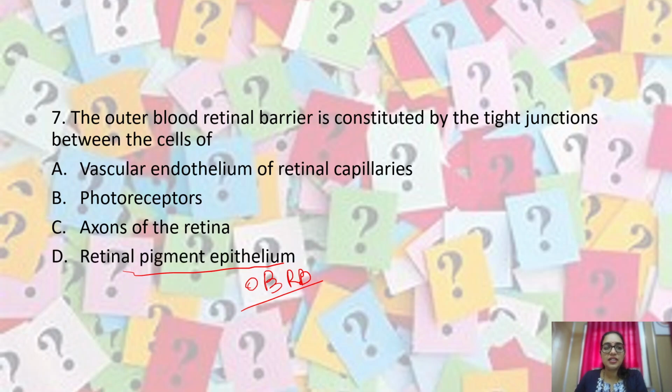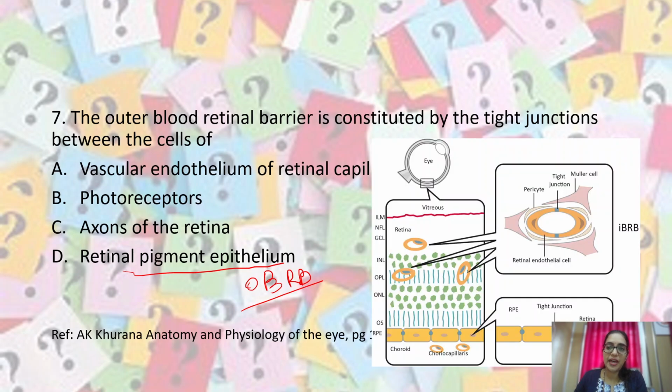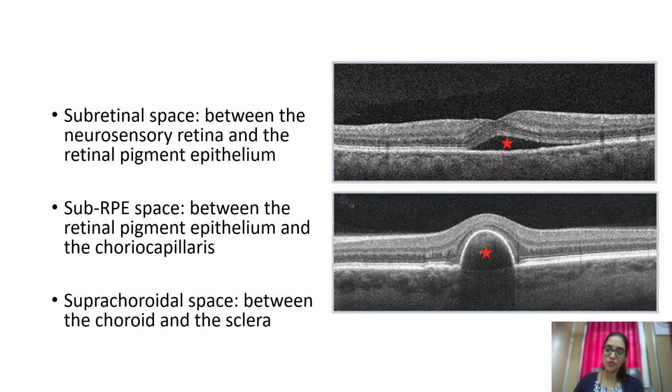So the inner blood retinal barrier is formed by the vascular endothelium of the retinal capillaries, as you can see here. The outer retinal barrier is formed by the RPE. That is formed by the tight junctions that are present between the cells.